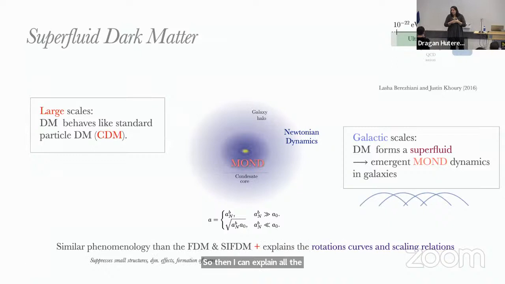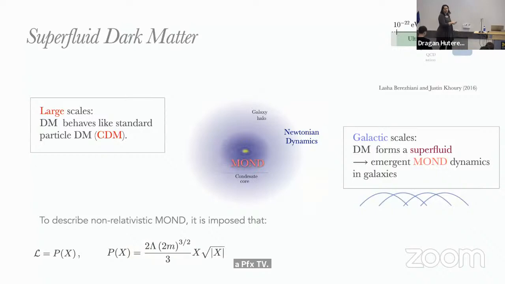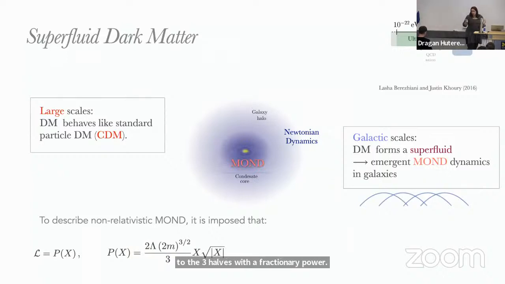Like I told you, it describes quite well the rotation curves. It describes the scaling relations. But you have dark matter, it's dark matter that's doing it. So it can also explain the large scales. And just for those who like Lagrangians again, you can do this by having a P of X theory. And this P of X theory has an X to the 3/2, a fractional power. It is a very interesting model. It's still a very phenomenological model. We're starting to develop this type of model. But it gives you the best of both worlds, basically. So that's why I thought it was interesting. People don't even want to talk about MOND.